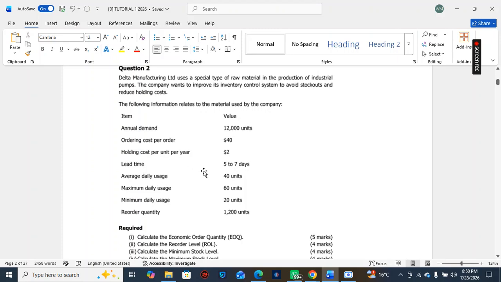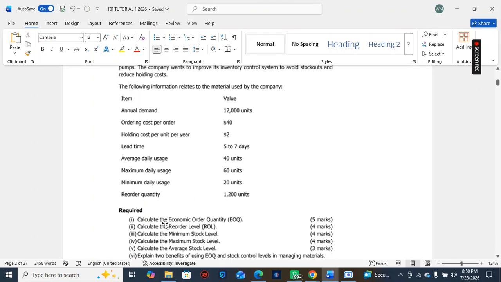Average daily usage 40 units. On average, they produce 40 units. Maximum daily usage: the maximum pumps they can produce in a day is 60. Minimum daily usage, the minimum number of pumps that can be made, 20 units. Reorder quantity, 1,200 units. Each time they place an order, they're ordering 1,200 units. So the first thing is to calculate the economic order quantity.